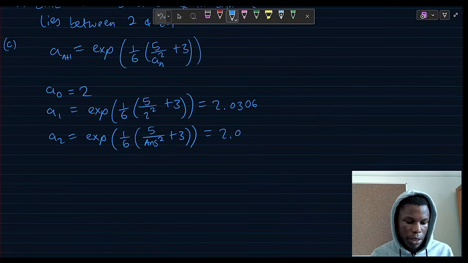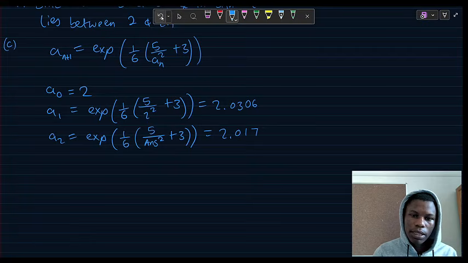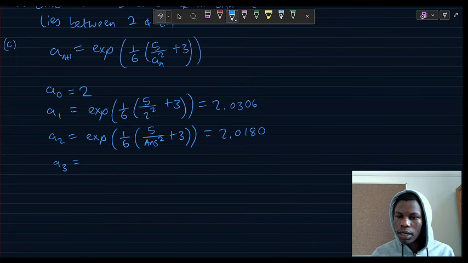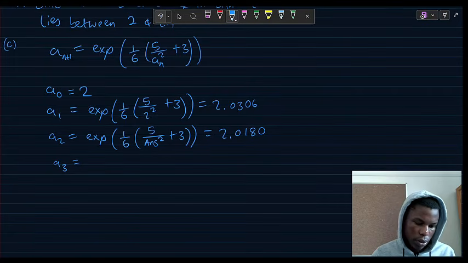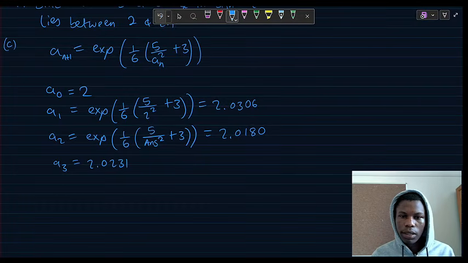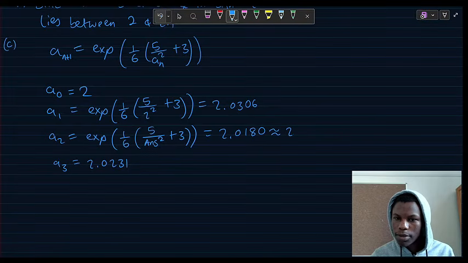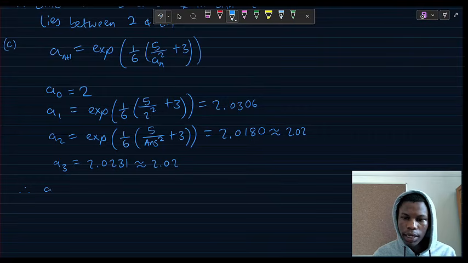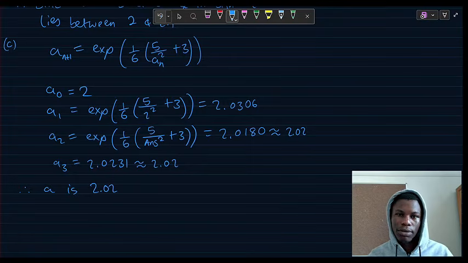And now just press equals. You get 2.017. We want 4 decimal places, so it has to be 2.0170. And now don't change anything on your calculator. Press equals. You get 2.0231. And I believe we have our answer because we wanted correct to 2 decimal places. This is 2.02. This is 2.02. Perfect. So therefore a is 2.02, and that is our final answer.